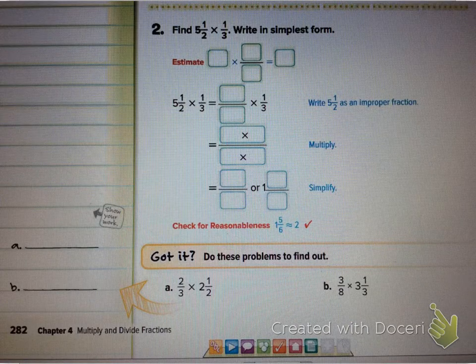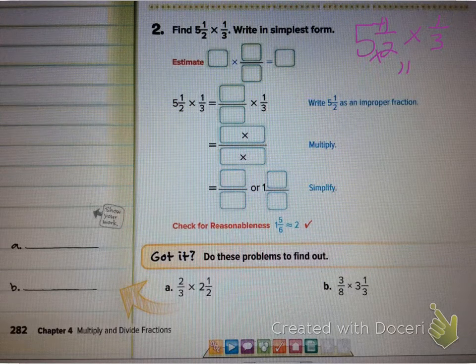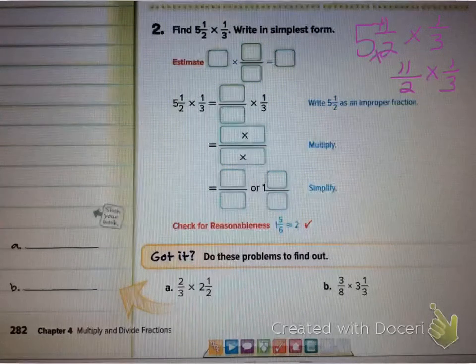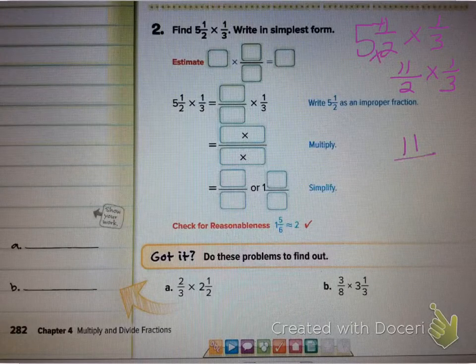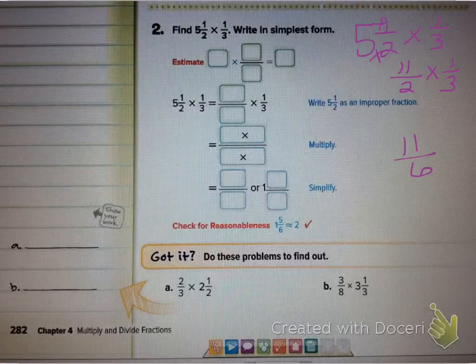Okay. Example number 2 tells you to find 5 1/2 times 1/3. Again, multiply, add. 5 times 2 is 10, plus 1 gives us 11 over 2, because our denominator does not change. Simplify within the problem if you can, but you can't. So we end up with 11 over 6. We can't have an improper fraction. We always have to divide it out. So this says 11 divided by 6.